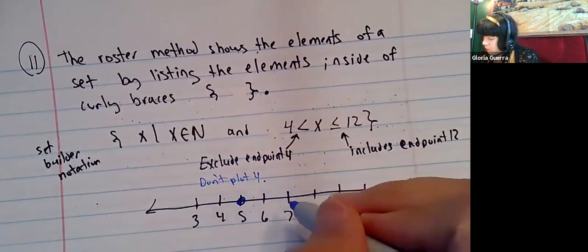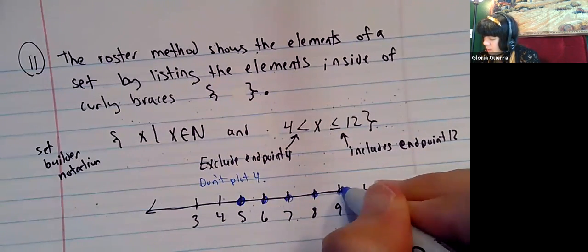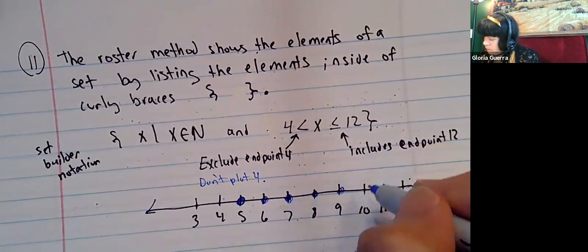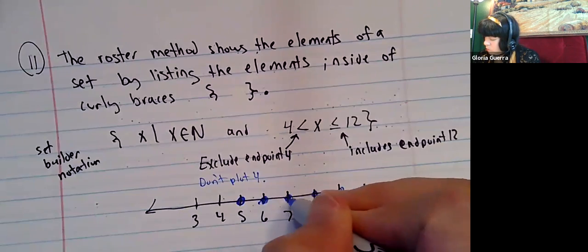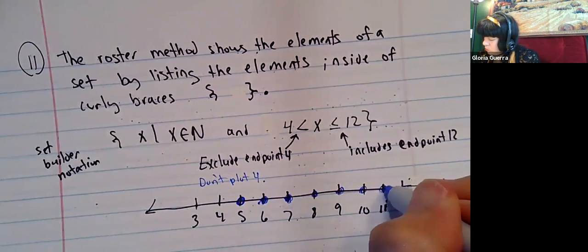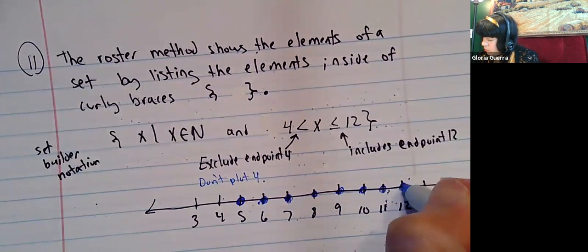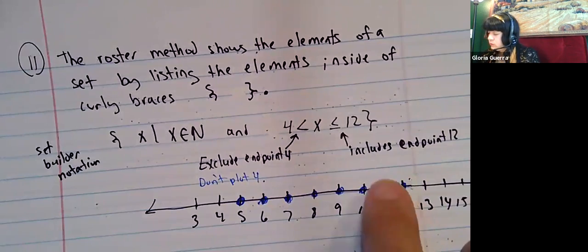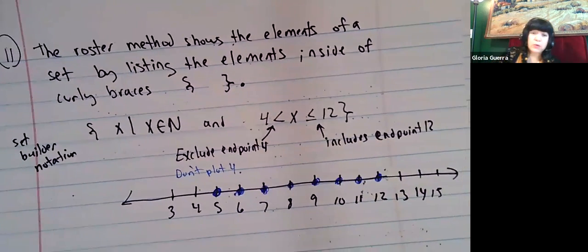But you can plot a point for 5, 6, 7, 8, 9, 10, 11, and yes, you can also include 12. You can also include 12 because see, it's got the underscore, okay? So that's kind of what we're looking at.